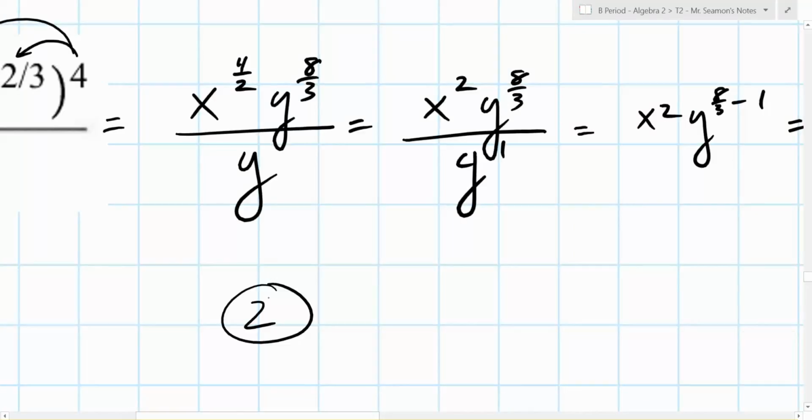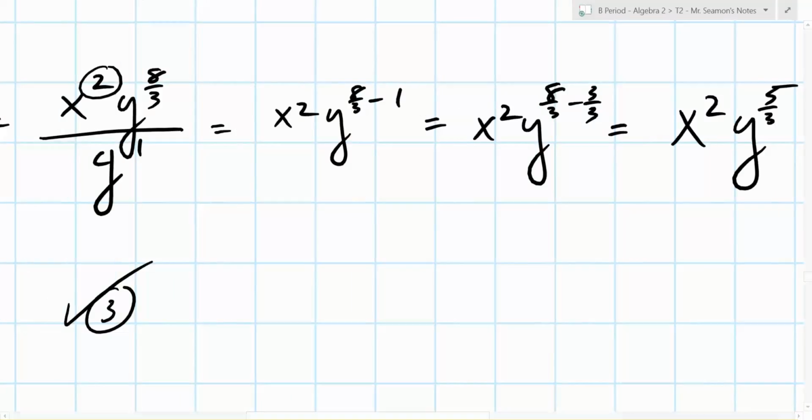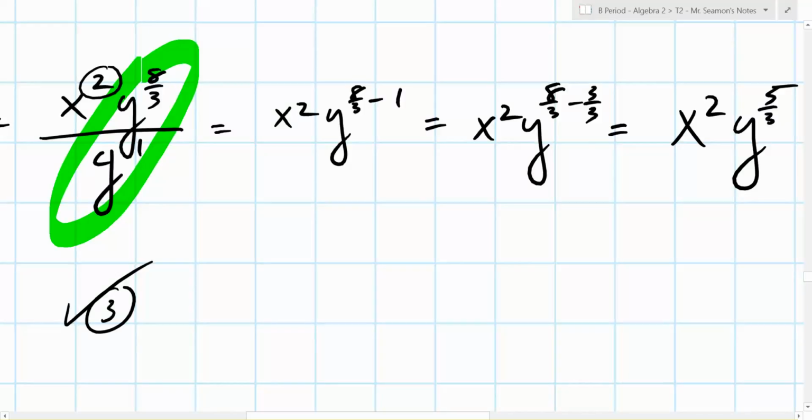Is everybody with me at step 2? So what did I do there? 4 over 2 is? 2. So step 3, are you okay? Now over here, you just have the x squared, but you have this right here. Because it's being multiplied and you're dividing, what do you do with the exponents? You subtract. What's the power of y down in the denominator?